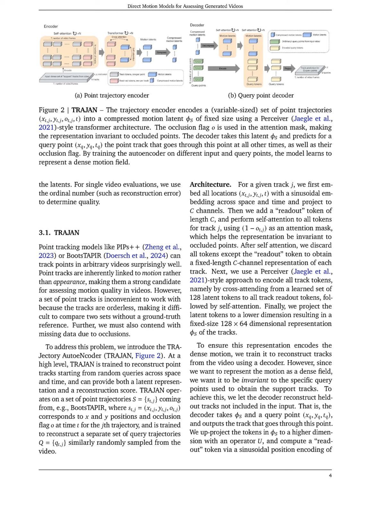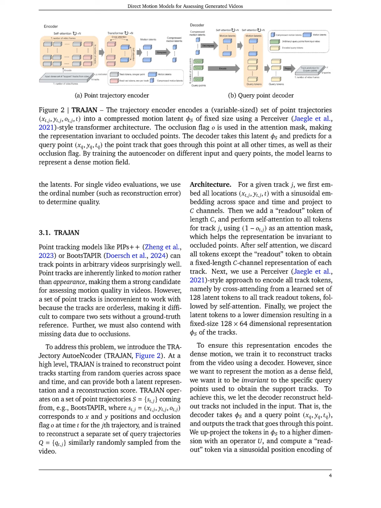The Trajan architecture processes input point tracks by first embedding the spatial and temporal coordinates of each track using sinusoidal embeddings, which are then projected into a fixed number of channels. Next, a readout token is added, and self-attention is applied to all tokens, utilizing an attention mask to account for occluded points. After this, the model retains only the readout token to create a fixed-length representation for each track.